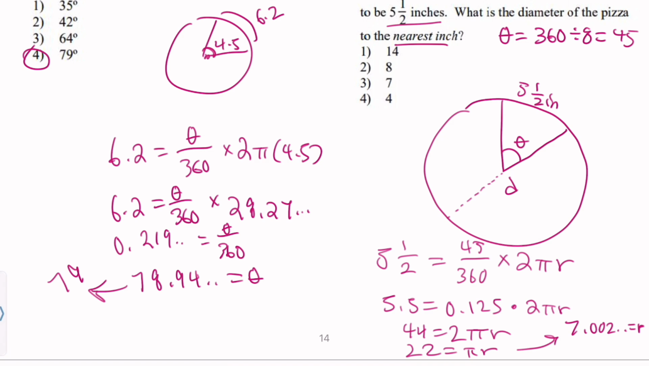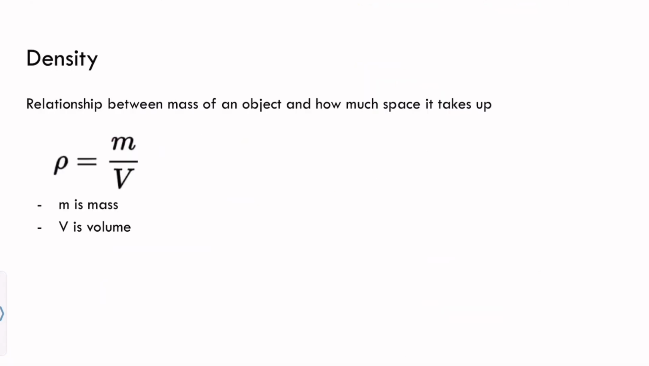Okay, so the radius is equal to around 7.002. And since we're trying to find the diameter, right? We know that the diameter is equal to 2 times the radius. So you have to do 7.002 times 2. So that is equal to 14. So number 1 is the answer.